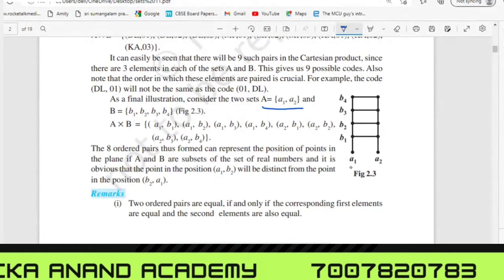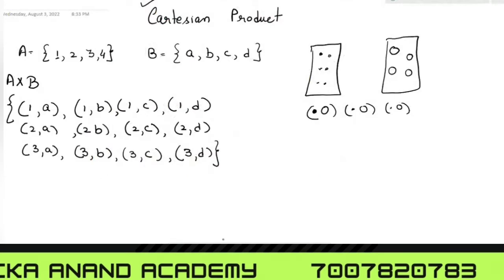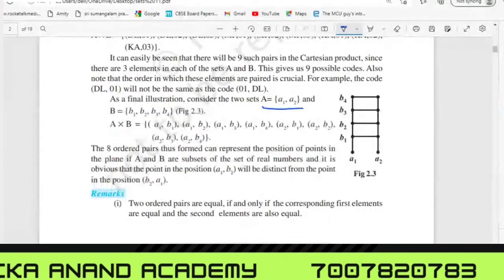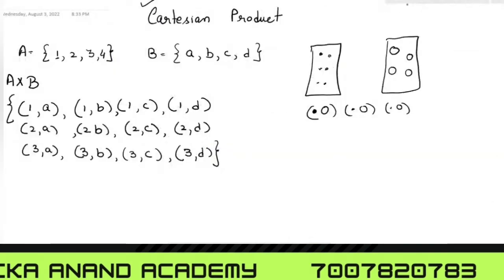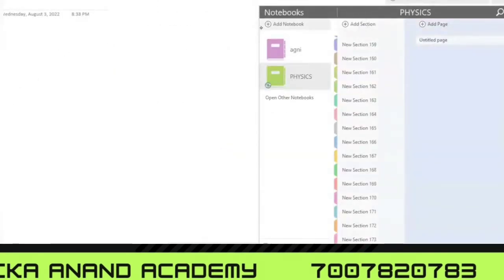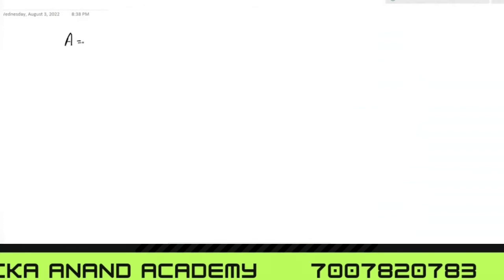So, A1, then B1, then A1 with B2. Okay? Then A1, A2, and B1, B2, B3, B4. Pictorially, I can also explain to you. For example, there is a set A, A1 and A2. And there is a set B, B1, B2, B3, and B4.